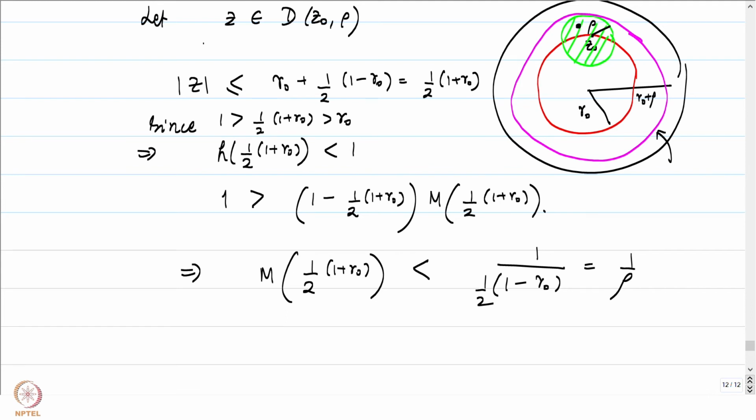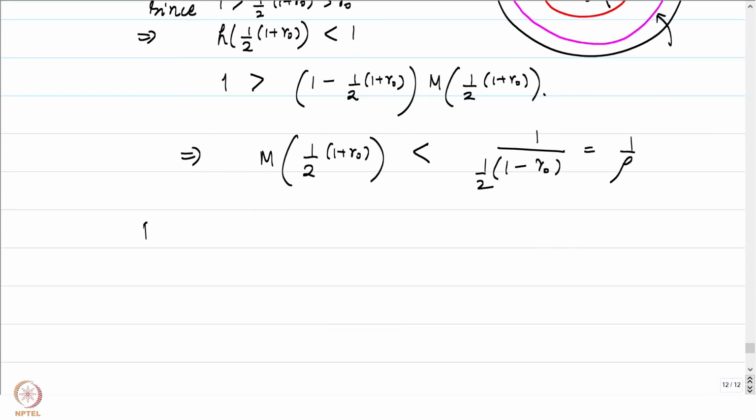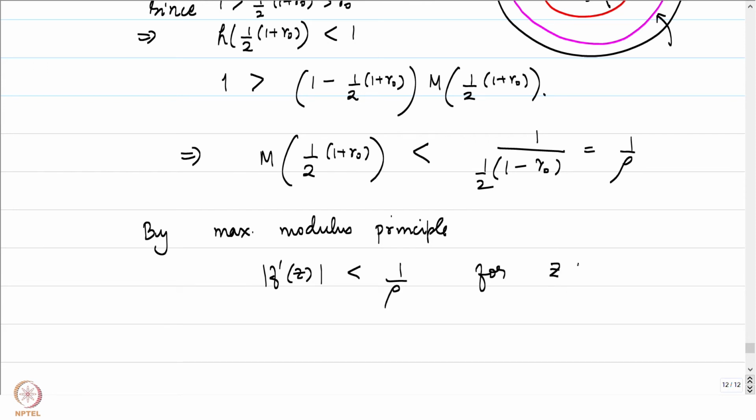And by the maximum modulus principle, we have that the absolute value of f prime of z, so this is the supremum, right? By maximum modulus, the absolute value of f prime of z is less than 1 by rho for z in D(z0, rho).